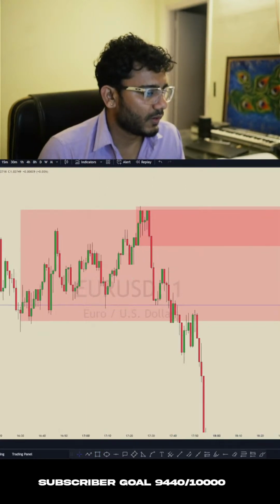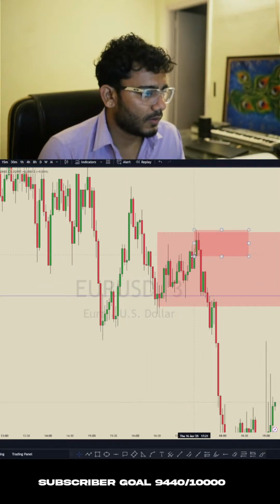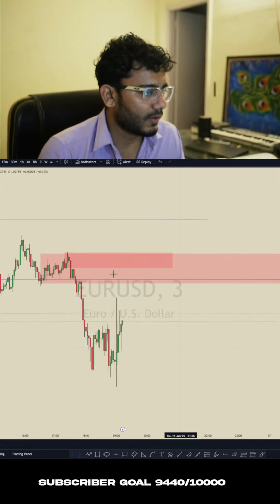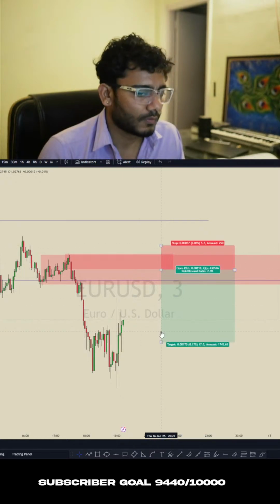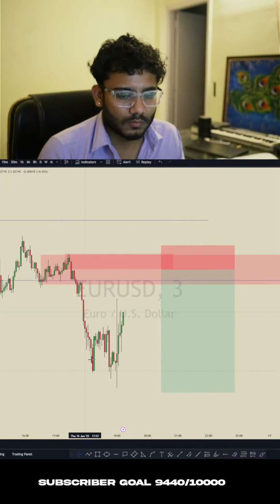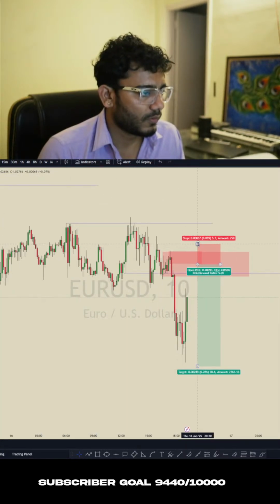If we refine this area, we can see this candle is unmitigated, so we can sell from this zone. I'm looking for price to tap this area so we can sell. We need to see a bullish closing so we can enter. Okay, so this is what I'm waiting for.